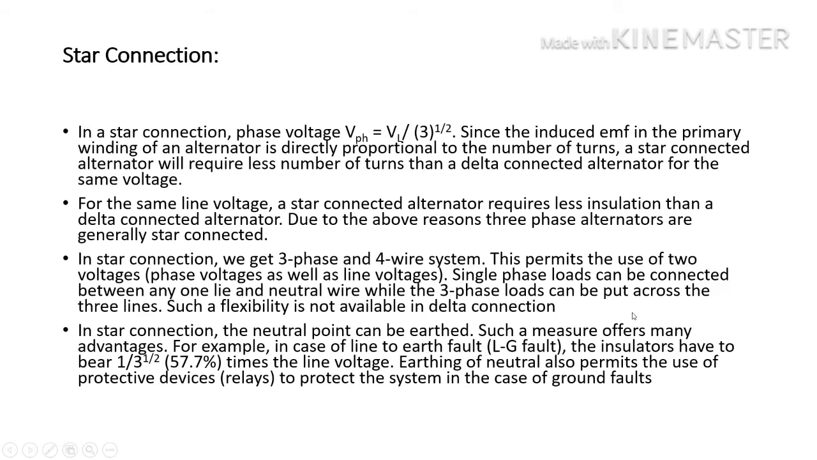In star connection, the neutral point can be earthed. Such a measure offers many advantages. For example, in case of a line-to-earth fault, the insulators have to bear only 1/√3 times the line voltage. Earthing of the neutral also permits the use of protective devices to protect the system in the case of ground faults.